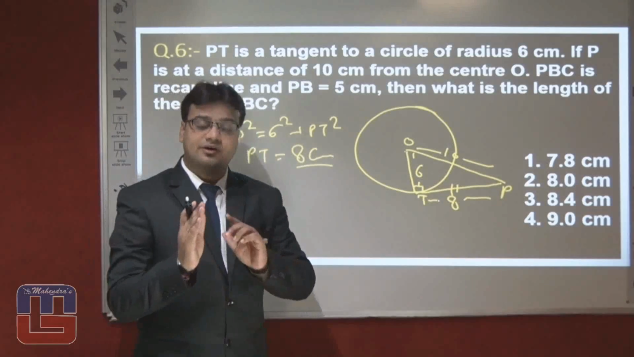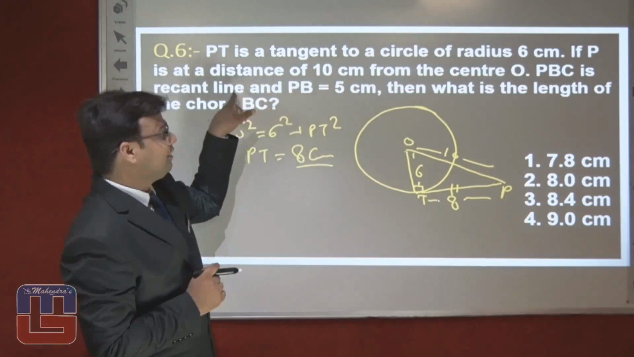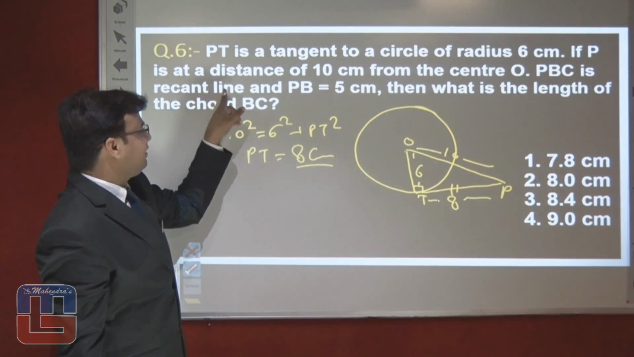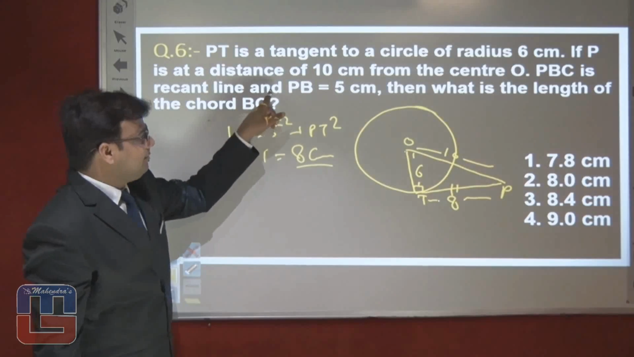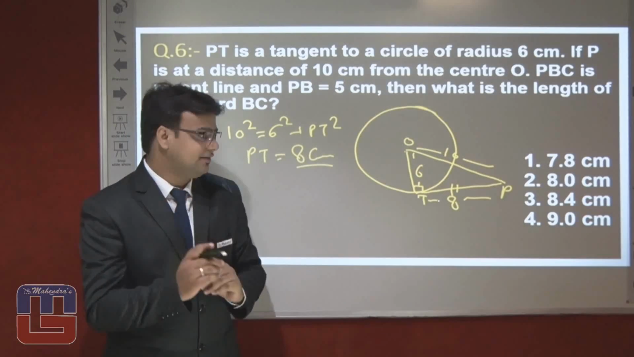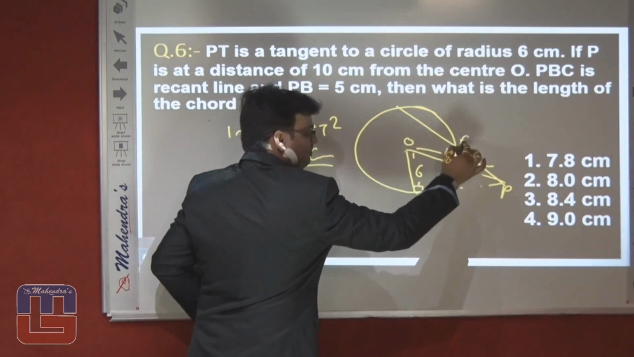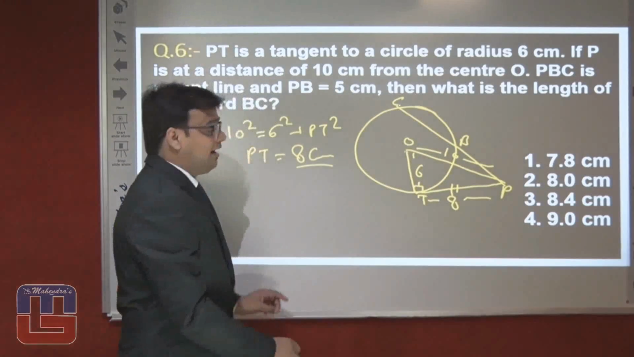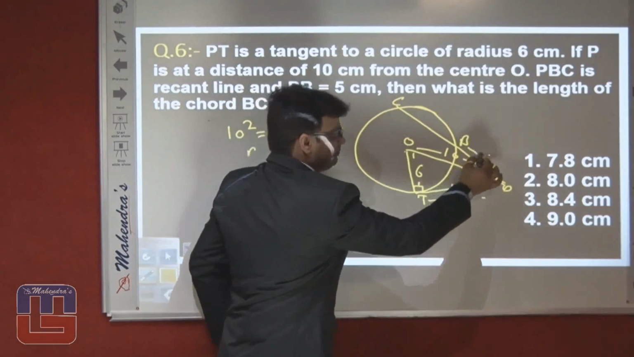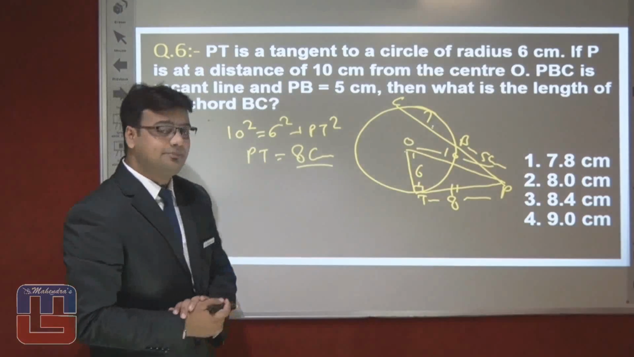But that is not what we require. We also need BC. In the next question, PBC is a secant line, and PB is 5 centimeter. That means we draw it this way. PBC is the secant line, and BC is the chord. PB is 5 centimeter. Here we need to find the length of chord BC.